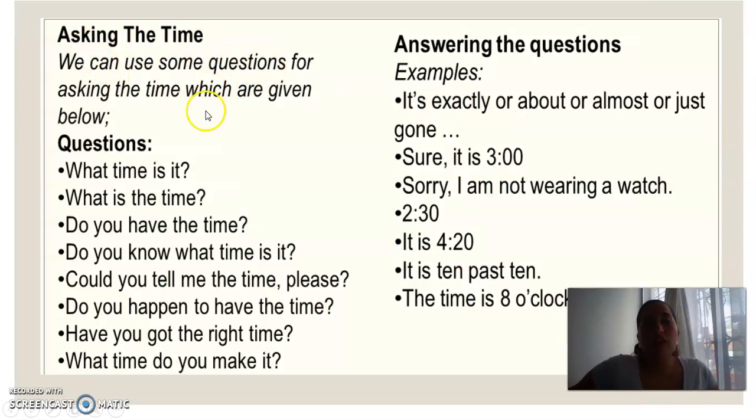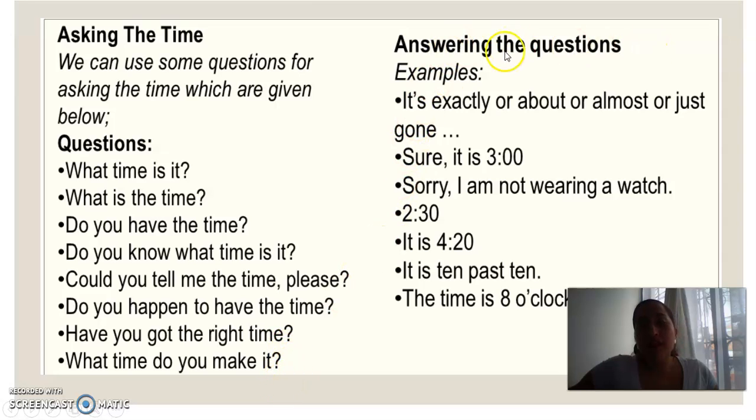Asking the time. We can use some questions for asking the time, which are given below. What time is it? That is the more usual expression. What time is it? What is the time? Do you have the time? Do you know what time it is? Could you tell me the time, please? Do you happen to have the time? Have you got the right time? What time do you make it?